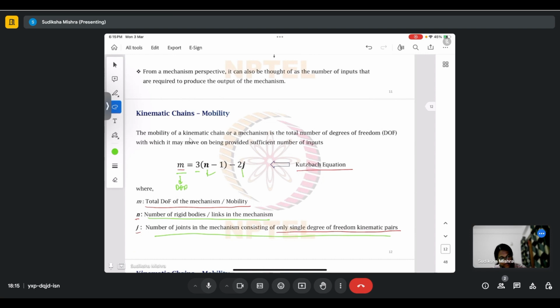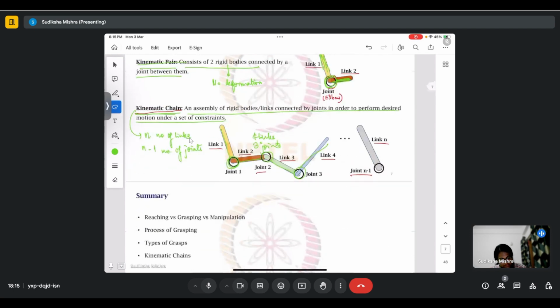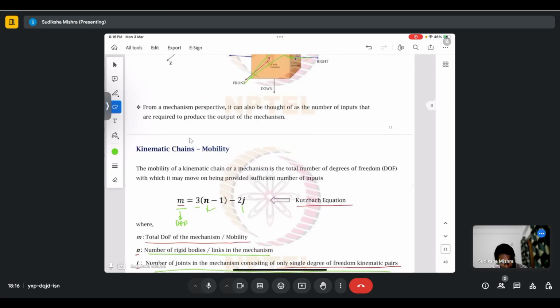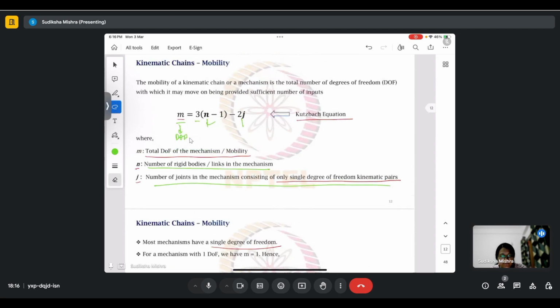So the assumption is that if this is a joint, it will only have 1 degree of freedom. Basically, in the end, it can be assumed that every joint acts like a hinge joint with no hyperextension. But it's just an assumption to make things simpler. Okay. And this particular equation is known as the Kutzbach equation.